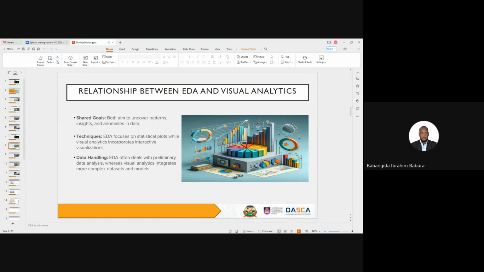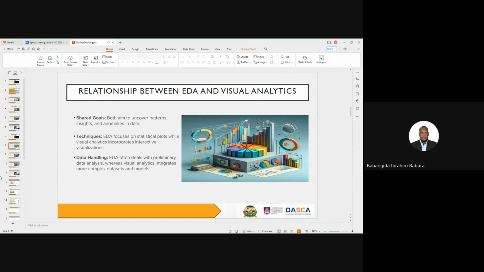If you go to the next slide, the relation between EDA and visual analytics. They share the aim to uncover patterns, insights, and anomalies in data. In techniques, EDA focuses on statistical plots, while visual analytics incorporates interactive visualization. In visual analytics it's very interactive, not fixed like what we see in EDA. So this is a clear difference between the two. In data handling, EDA often deals with preliminary data analysis, whereas visual analytics integrates more complex datasets and models.